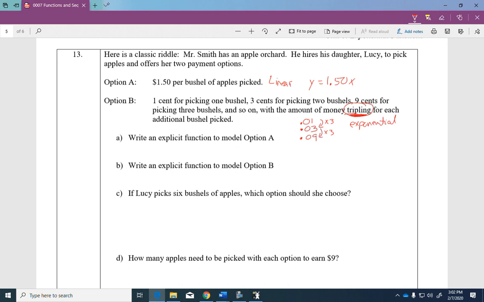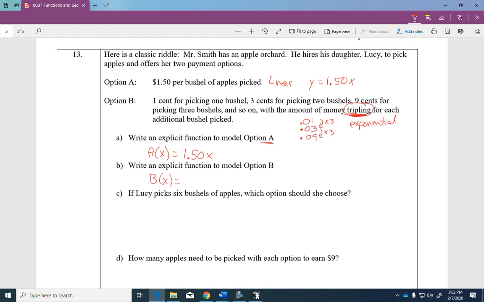So part A, write an explicit function to model option A. So I'm going to call it A of x, and it's 150 times x. And then for option B, I'll call it B of x.